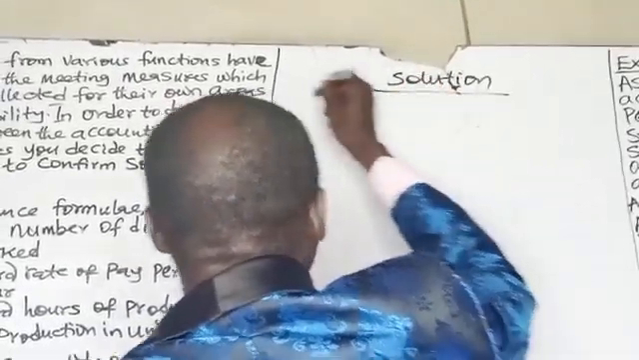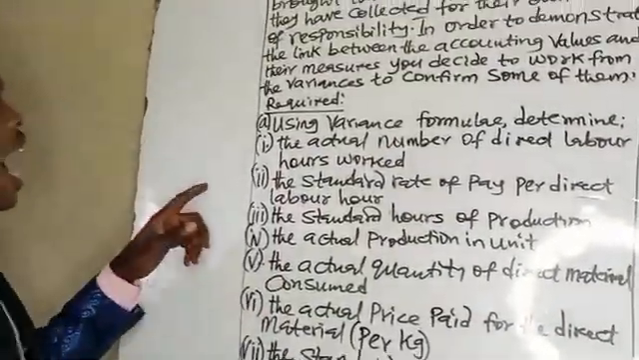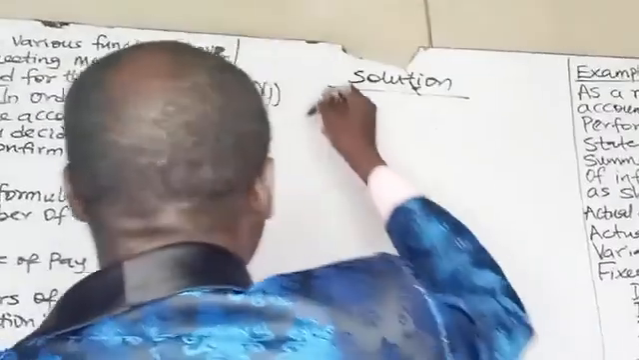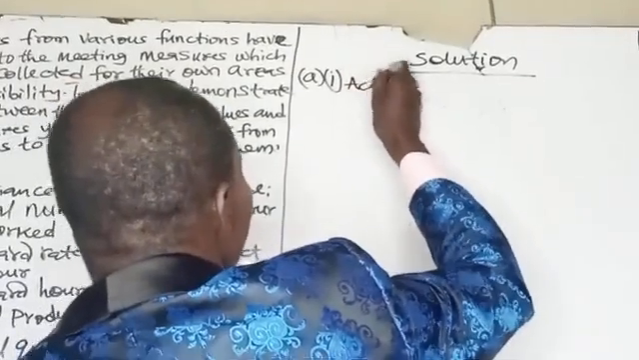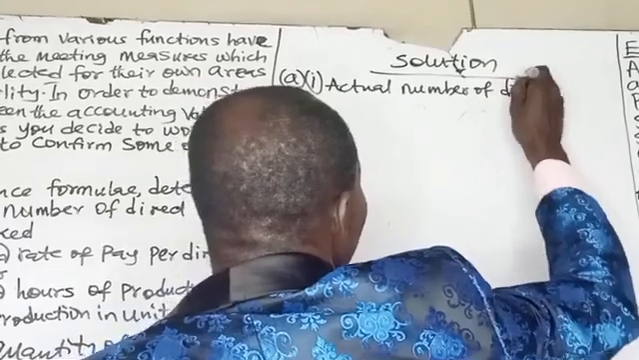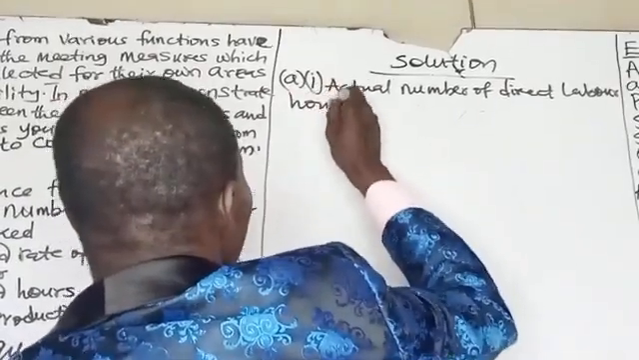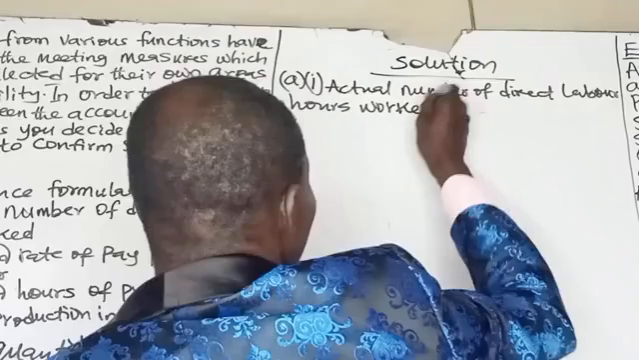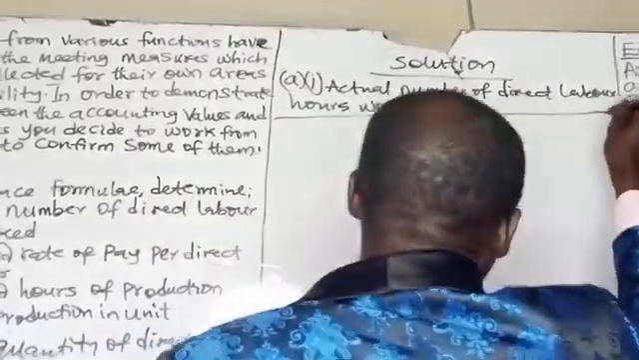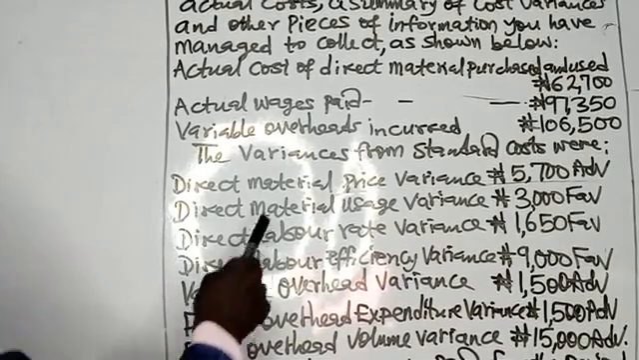From the requirement A1, using the variance formula, determine the actual number of direct labor hours worked. We want to determine the actual number of direct labor hours worked. To calculate it, let's look at the available information.